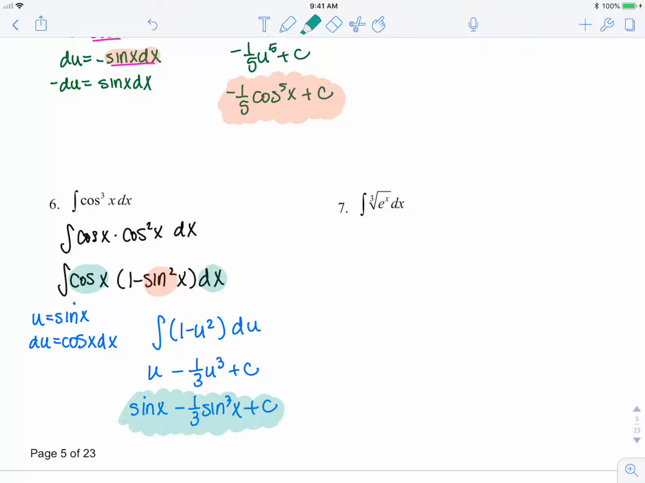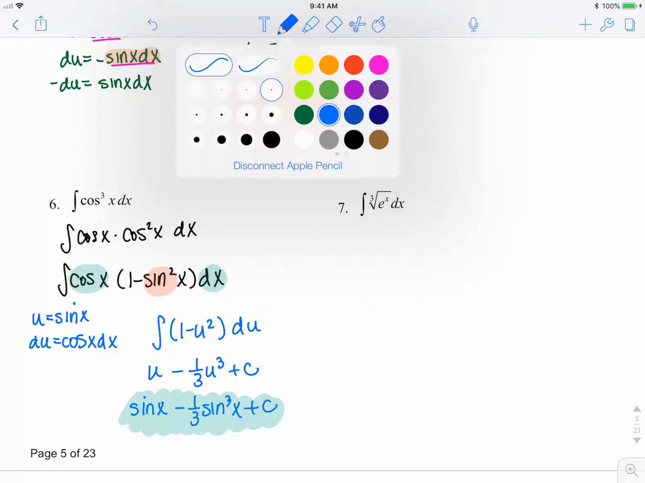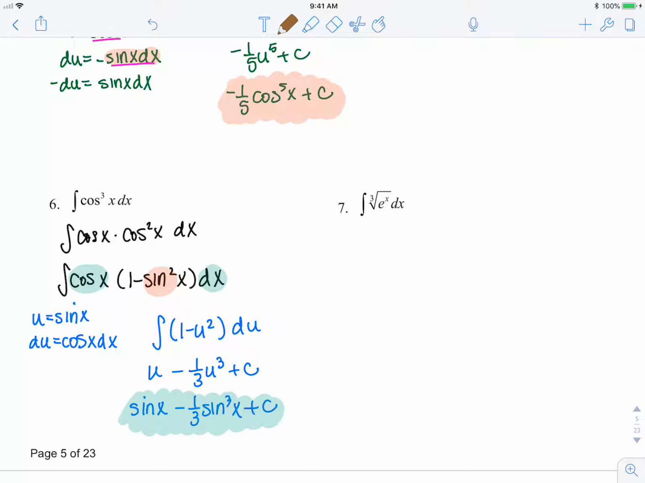So now let's go ahead and jump into number 7, right? We need to rewrite this in a way where we can possibly do u sub. So to me, this is the integral of e to the 1/3 x dx. So the composition function here is this 1/3 x. So we can let u equal 1/3 x, du equals 1/3 dx, or 3 du equals dx.